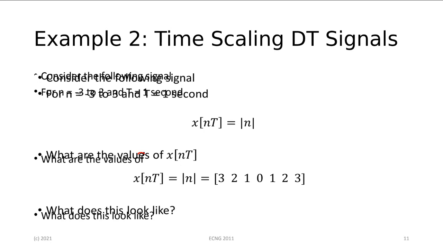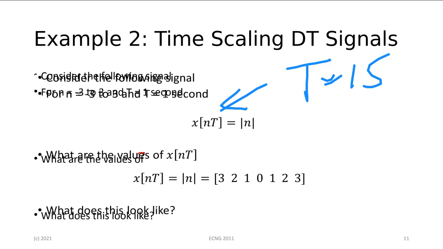You have the handout, but what it's asking is, if you have a discrete time signal, n running from -3 to 3, assuming the time period here, t equal 1 second, what would be the values of nt? Well, if it's nt, then n is running from -3 to 3, so the sequence of values that make up this discrete time signal will be -3, -2, -1, 0, 1, 2, and 3.